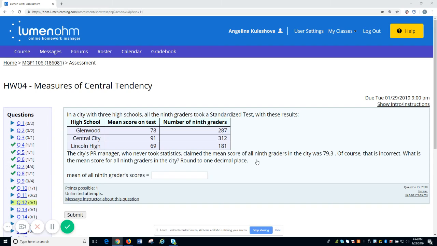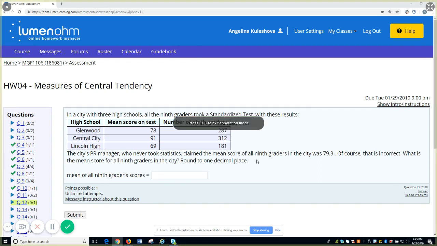Okay, so in this question, this is definitely kind of a step-up question. We have to figure out the mean score for all of the ninth graders. We have that the mean score for this school is 78, and we know how many ninth graders took the test. And then for this high school, the mean is 91. So the question is, how can we generate the mean across the three high schools?